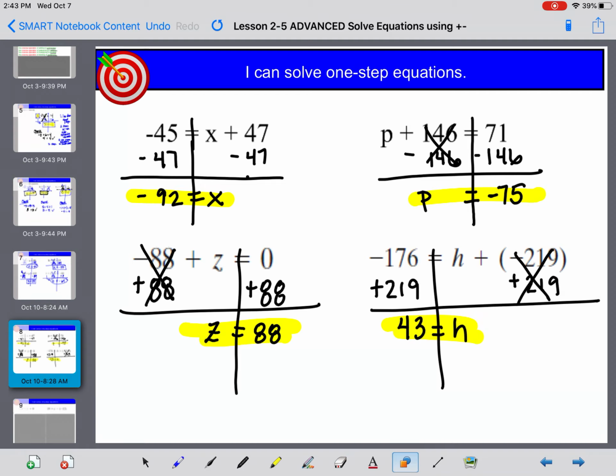In the top right, I had to work on the left-hand side of this equation, and I subtracted 146 from both sides, and I got P equals negative 75. In the bottom left, negative 88 plus Z, I added 88 to both sides, and Z equals 88. In the bottom right, I added 219 to both sides, and I got H equals 43.